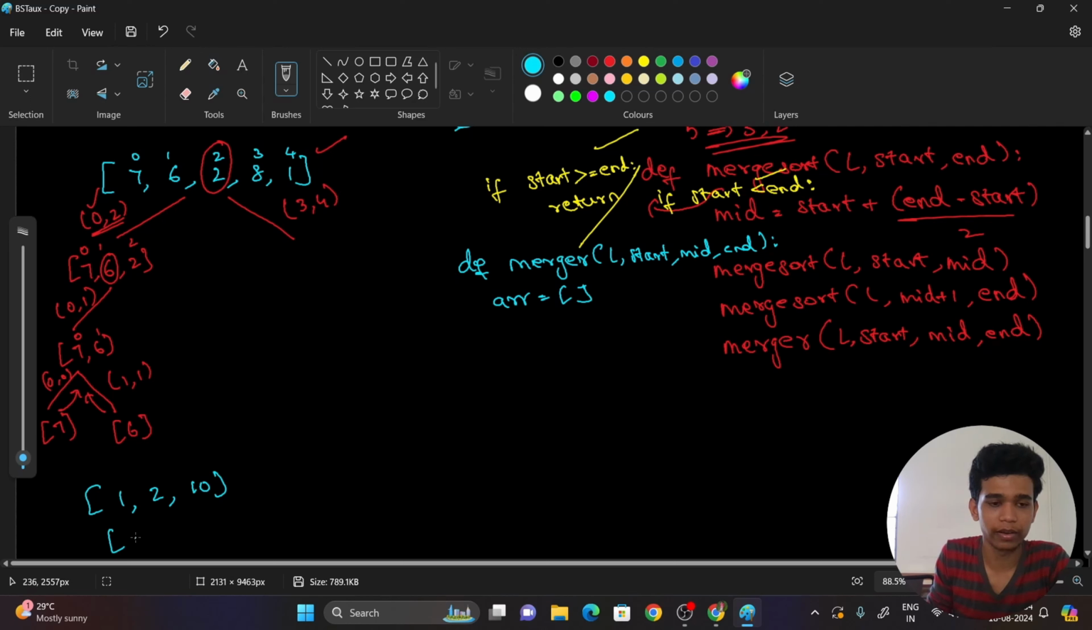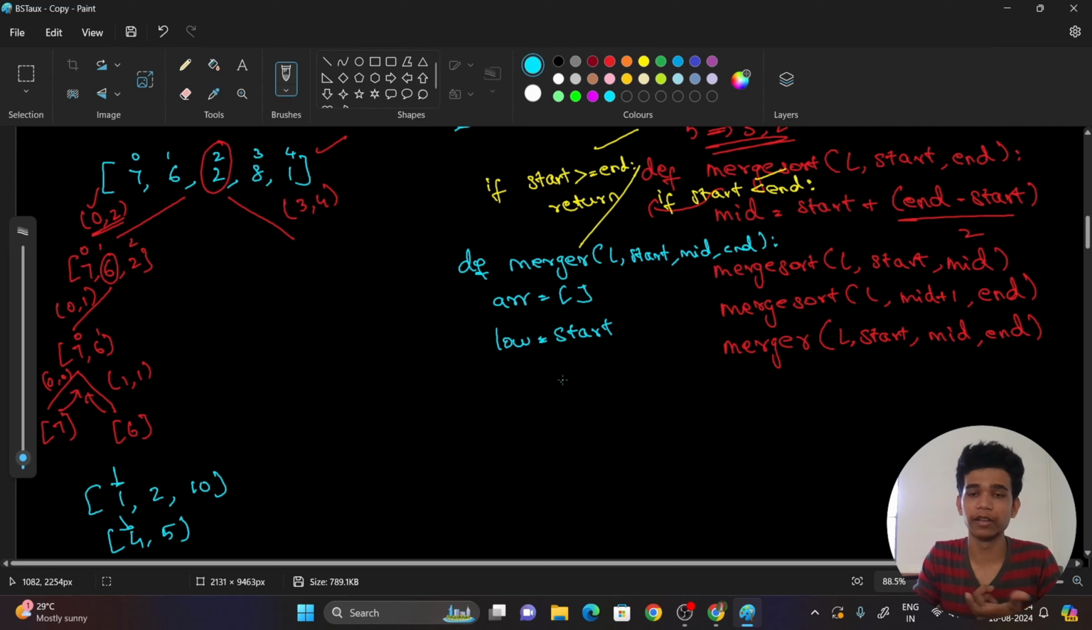And here comes another array, like 4, 5. First of all, I'm keeping a pointer here, right? So to keep the pointer here, I will take a low, which is pointing to the start. This should be going up to the mid, because start to mid is the first range, and mid plus 1 to the end is the second range.